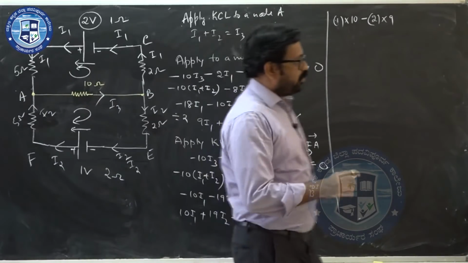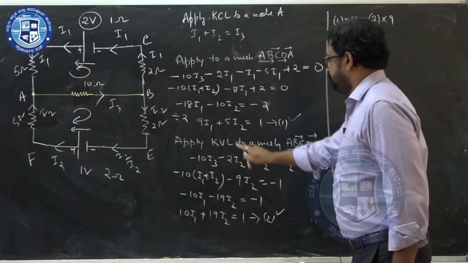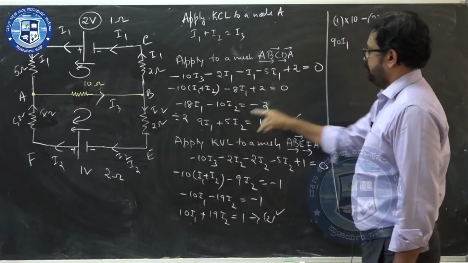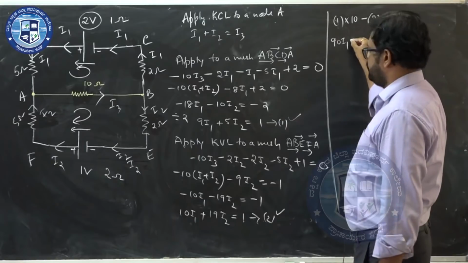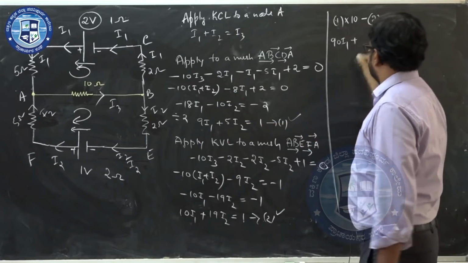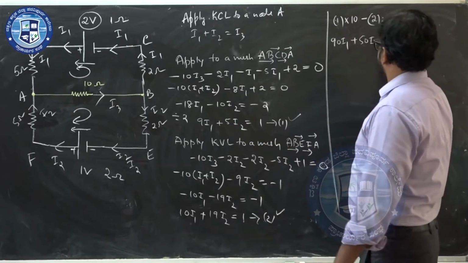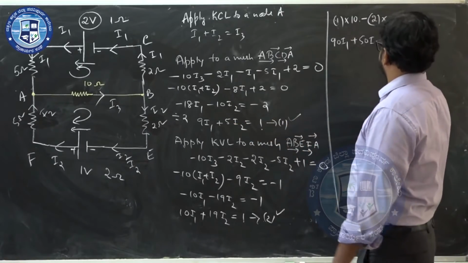See, when I multiply equation 1 by 10, be quick in understanding. 90 I1, correct? 9 tens are 90, plus 5 tens are 50 I2, right? Is equal to, this is a 10. 10 ones are 10.